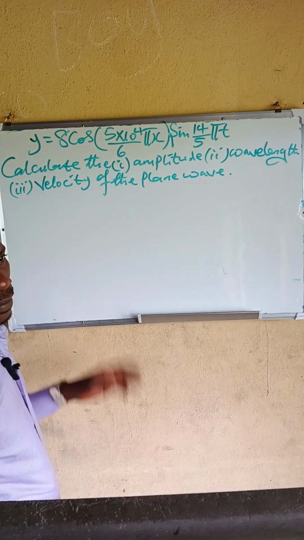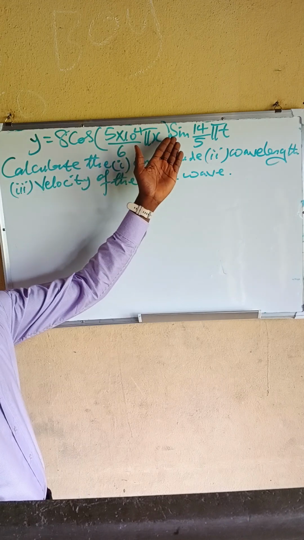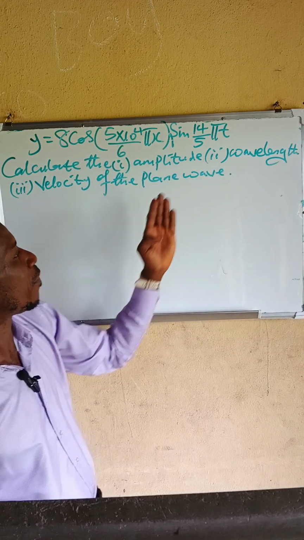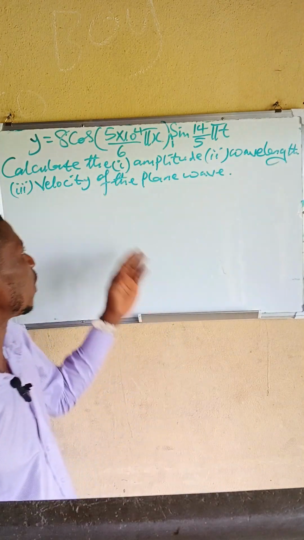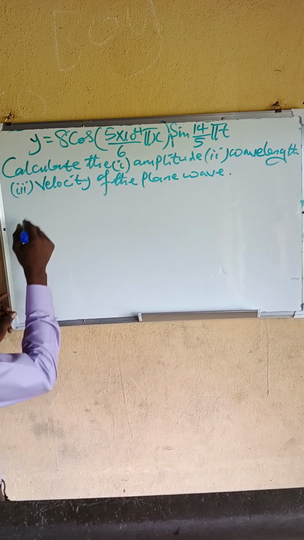Okay, now let us handle this problem. A stationary wave equation is given as this. So we are now asked to calculate the amplitude, the wavelength, and velocity of the plane wave. So this is a stationary wave equation. Now we're going to calculate these terms here.